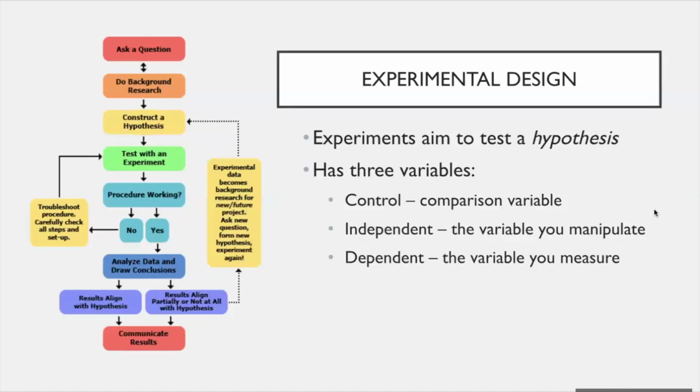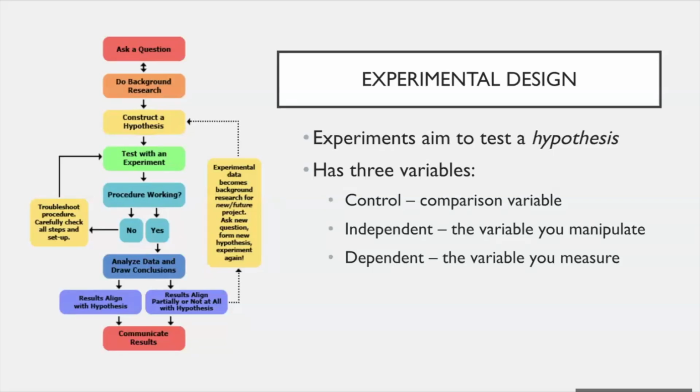Alrighty, next is experimental design. So experiments aim to test a hypothesis. A hypothesis is a proposed explanation of a phenomenon or just something that you test. Experiments have 3 variables: a control variable, which is what you compare your other variables to, your independent variable, which is the variable you manipulate, and your dependent variable, the variable that you measure.